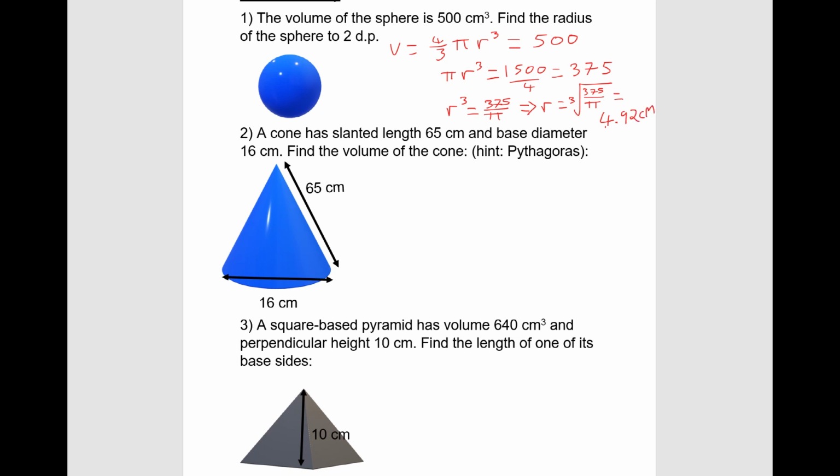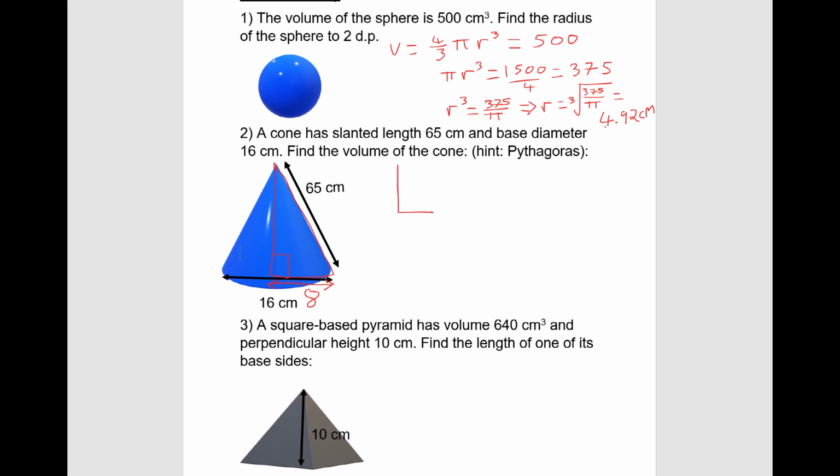In question 2, we're told the slanted length of the cone is 65. To find the volume of the cone, we need to work out the height. So I'm going to use Pythagoras' theorem. If you look at the cone from the front, you can see a right-angled triangle, or you can see that it's made up from the front of 2 right-angled triangles. The base is going to be half of 16, which is the radius of the cone, which is 8. And we don't know what the height is.